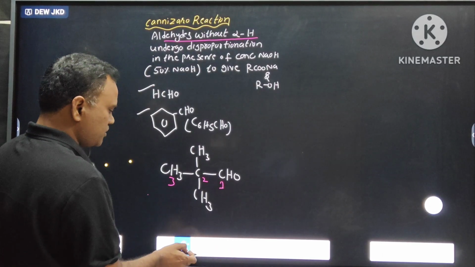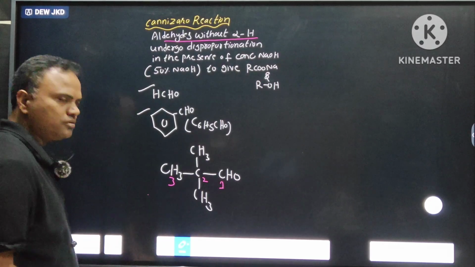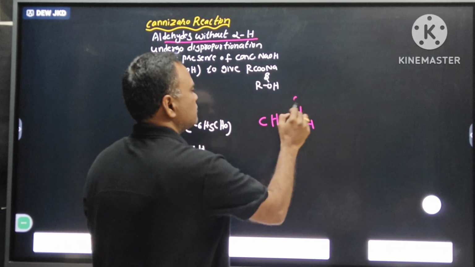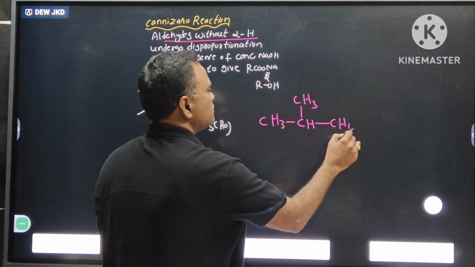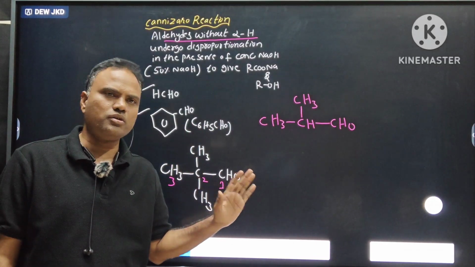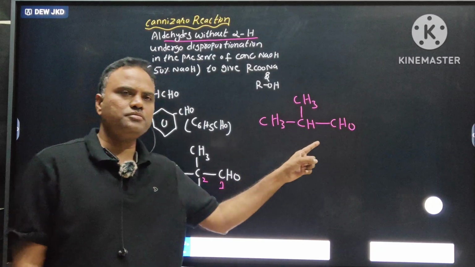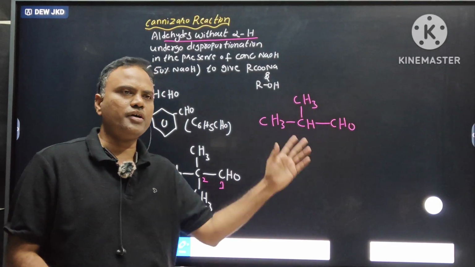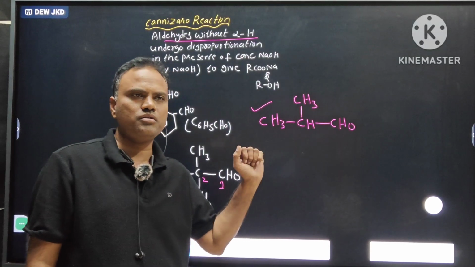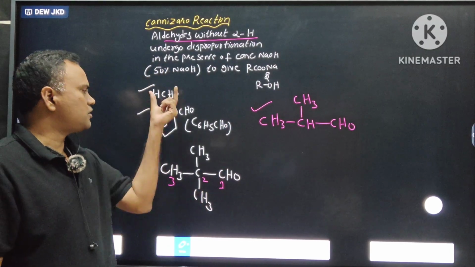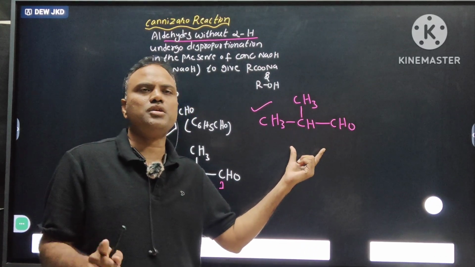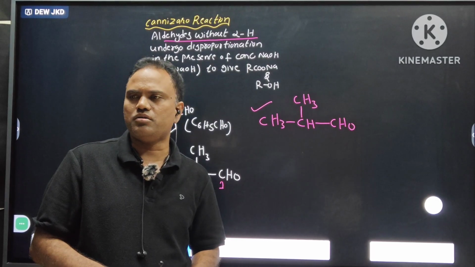And one exceptional case, I have given. What is that exceptional? Even though it is having alpha hydrogen, it undergoes Cannizzaro. Generally, aldehydes without alpha hydrogen only undergo Cannizzaro reaction. But this is having alpha hydrogen. Yesterday I gave, right? It undergoes Cannizzaro reaction. These others are not having alpha hydrogens, but even though having alpha hydrogen, it undergoes Cannizzaro reaction. Clear?